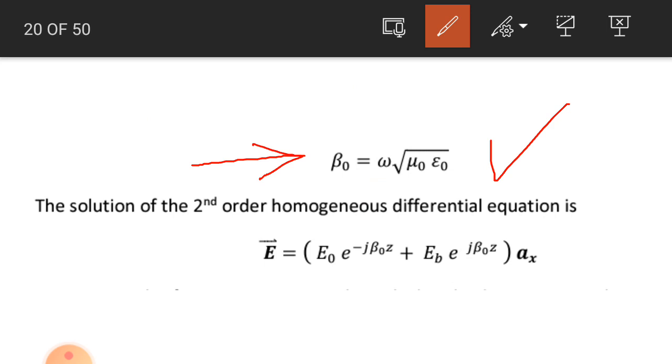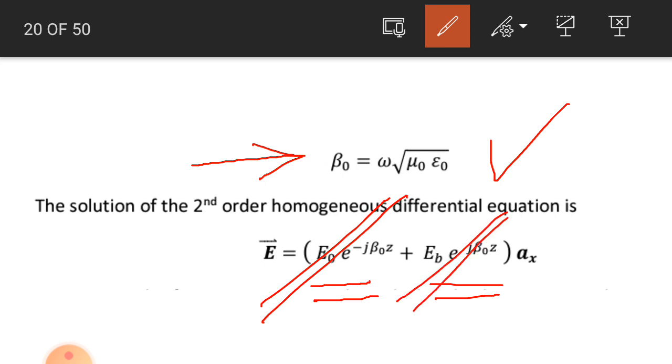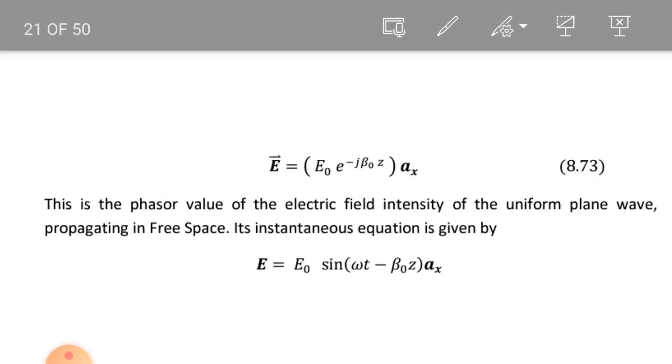And the solution of the second order homogeneous differential equation is E naught into e raised to power minus j beta naught z plus E B into e raised to power j beta naught z into a x. There are two components of the wave in this equation. This component is moving along the positive z axis, and this component is moving along the negative z axis. If you look at the diagram, we considered that the wave is moving along the positive z axis only. In our case, no component of the wave is moving along the negative z axis. So we consider the component of the electric field intensity which is moving along the positive z axis.